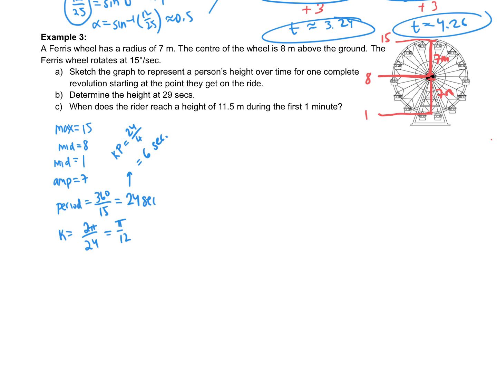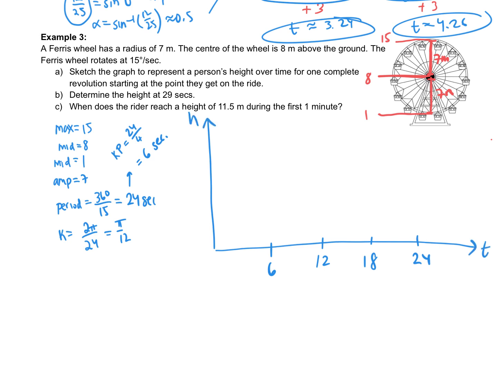So let's go ahead and draw a sketch. And it says, sketch the graph to represent a person's height over time for 1 complete revolution. Okay, so that means I can stretch this out. 1 rotation is 24 seconds. And every 6 seconds, I have a key point. So here we are, time is there, height is here. I'll label my minimum, my midline, and my max.